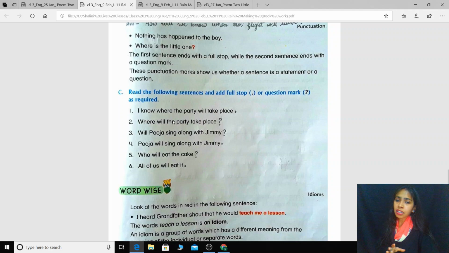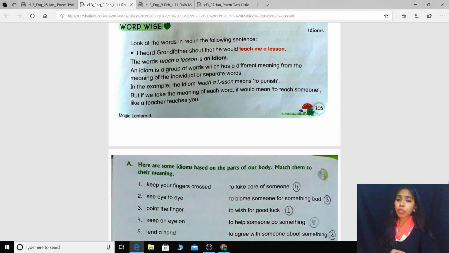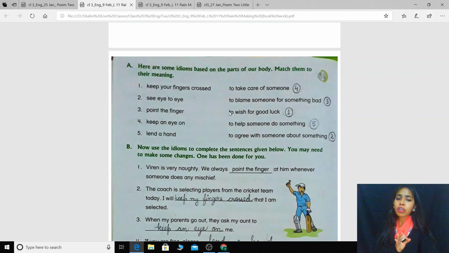And the second sentence, children: where will the party take place? Here the sentence is asking something, right? That's why it's an interrogative sentence, and we are going to put a question mark at the end, right? Now, next one, see children, this one, please do not omit this: idioms. You will definitely get idioms in your exam, so please do not miss this part.